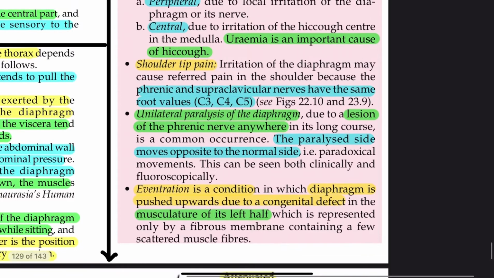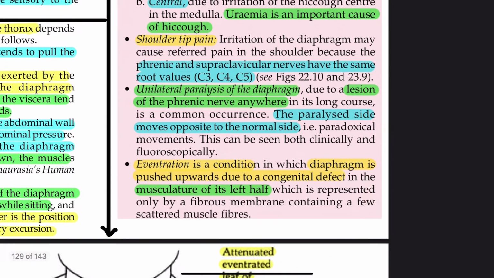Now, the reason for the referred pain in the tip of the shoulder, sometimes due to pain in the diaphragm, is because of the common nerve supply. The phrenic and the supraclavicular nerves have the same root values, C3, C4, and C5. Alright. Now, the unilateral paralysis of the diaphragm.